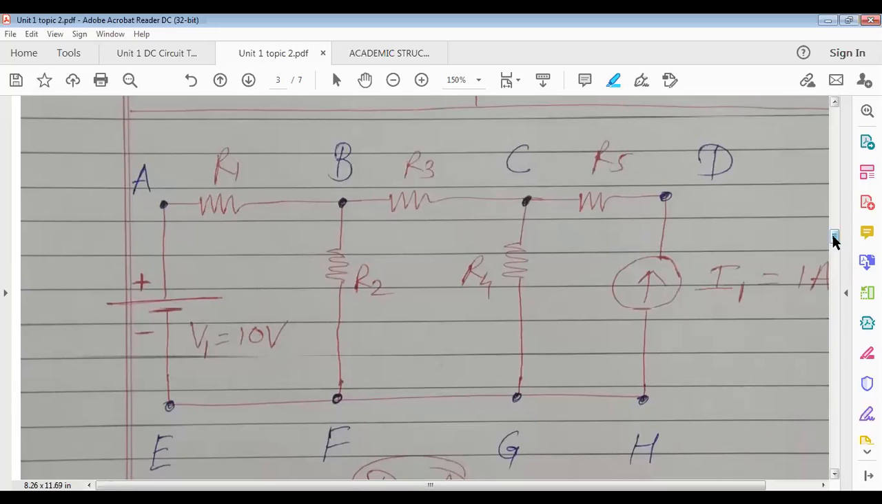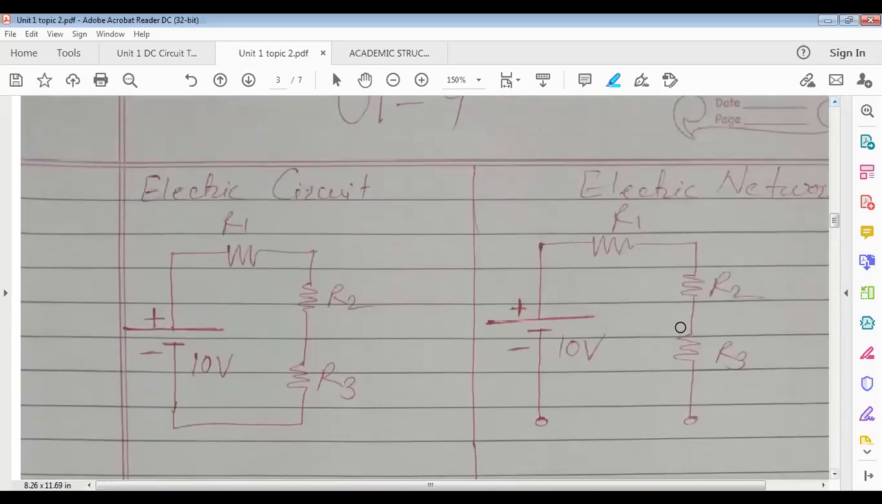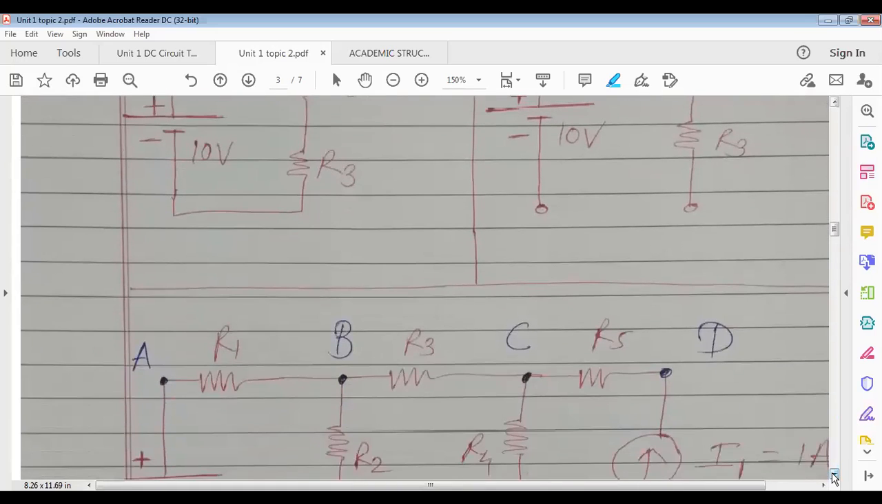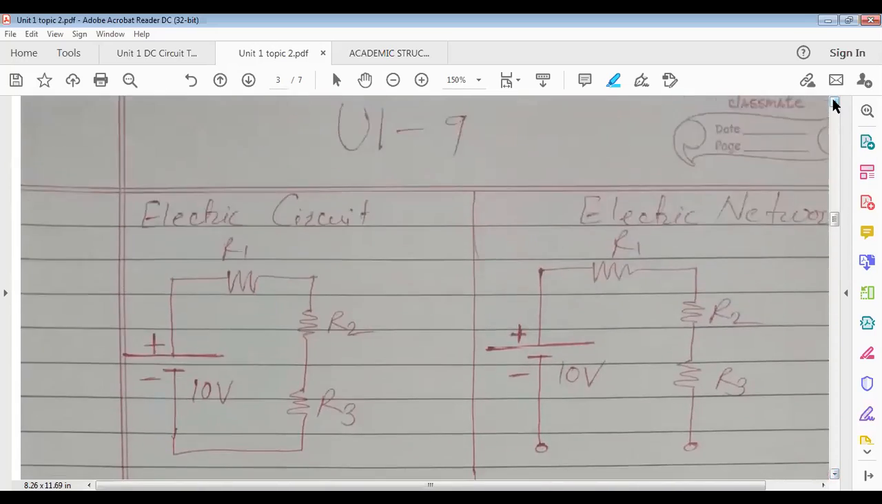Clear all terminology? What do you mean by electric circuit and electric network? An electric network can be open or closed, but if you want to use the terminology electric circuit, it must be a closed one. Various circuit parameters and various sources connected in any fashion, whether open or closed, you can call an electric network. But whenever you want to use the terminology electric circuit, there must be a closed loop. Closed loop means current can complete its path. Clear to all of you up to this?